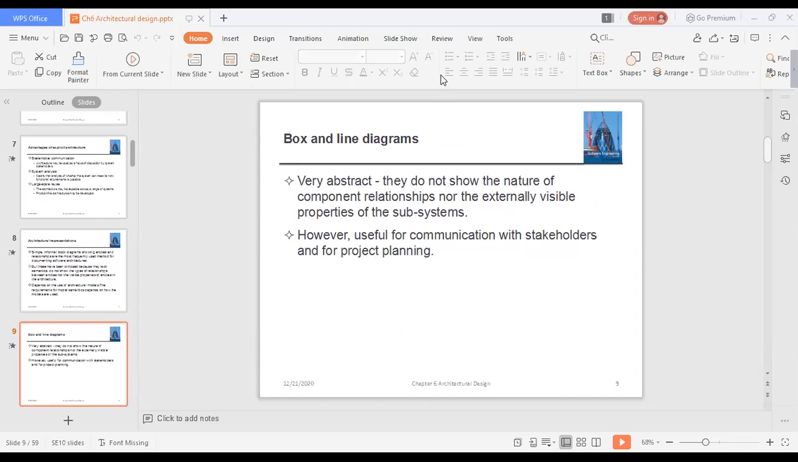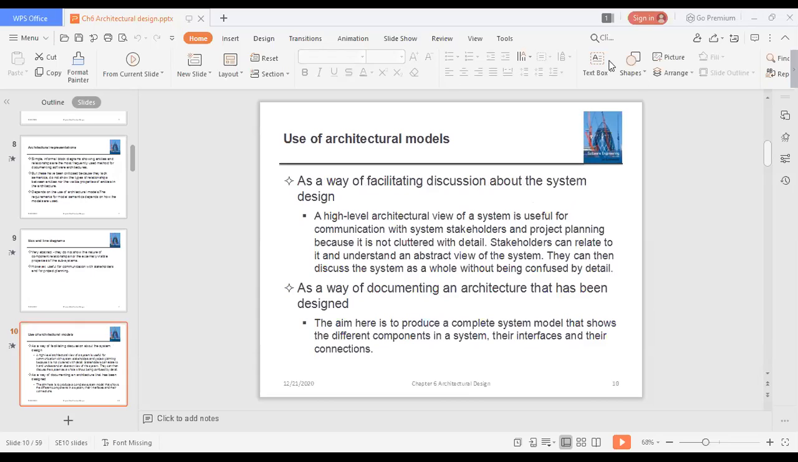So the use of architectural models is a way of facilitating the discussion about the system design, and a way of documenting an architecture that has been designed. So definitely, now the question is about the usage and benefits of architectural models. I mean, these are enormous.